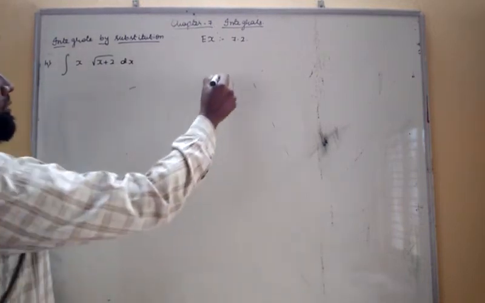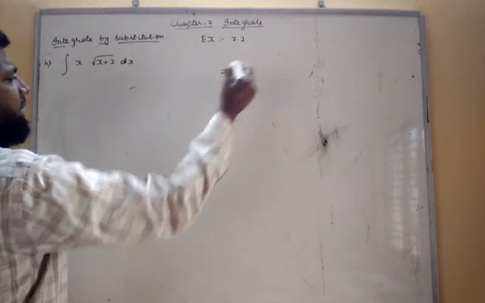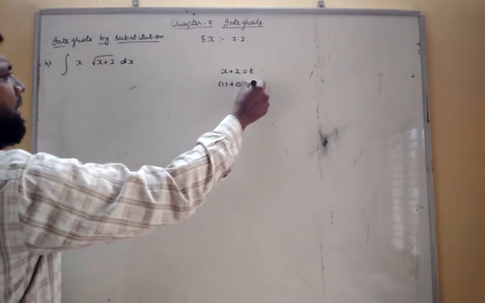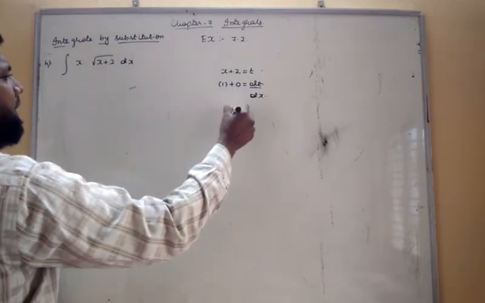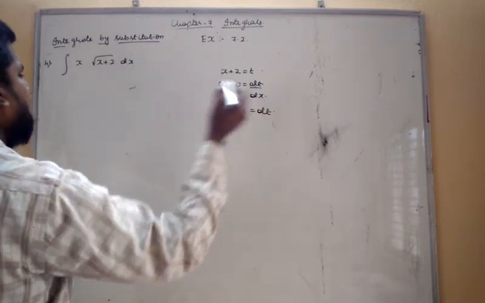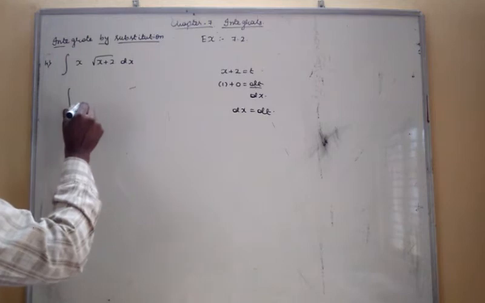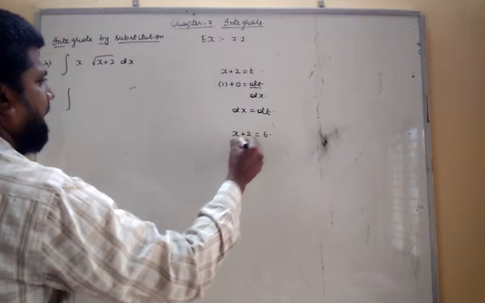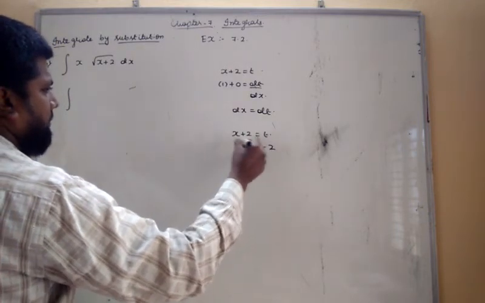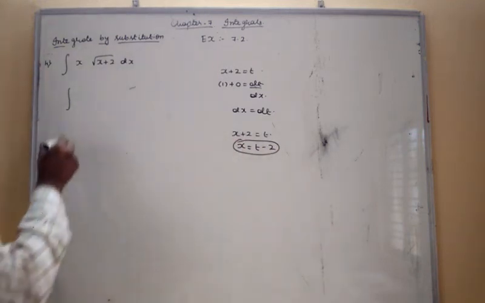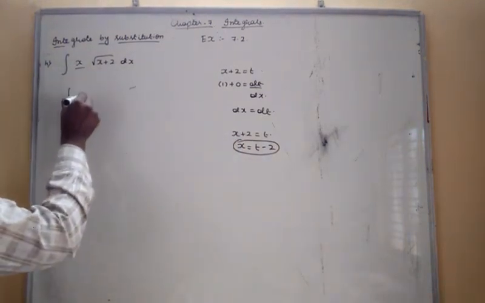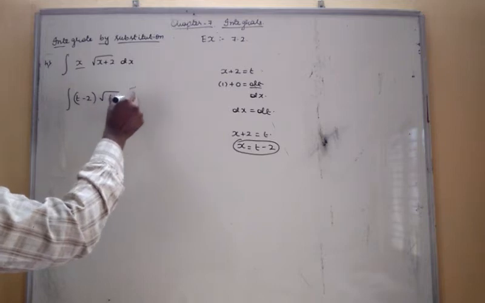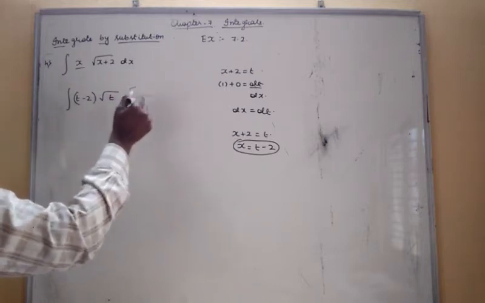Okay, let us substitute here x plus 2 is equal to t. Differentiation of x is 1, then 0, then dt by dx, so dx is equal to dt. Before substituting, x plus 2 is equal to t, so x is equal to t minus 2. So in the place of x we can substitute t minus 2, into, in the place of root x plus 2, root t, dt.